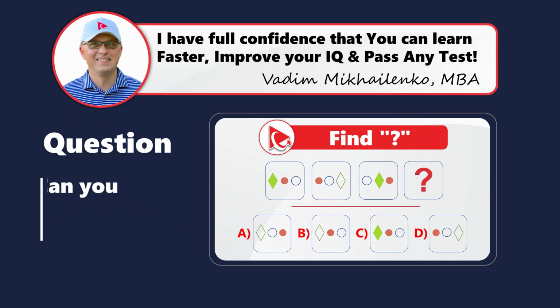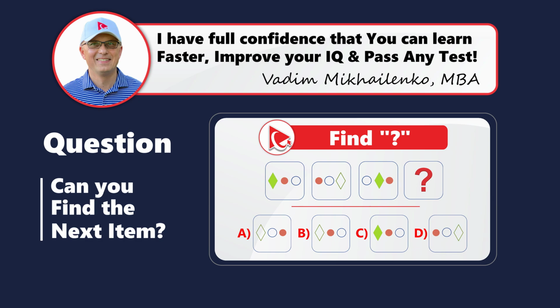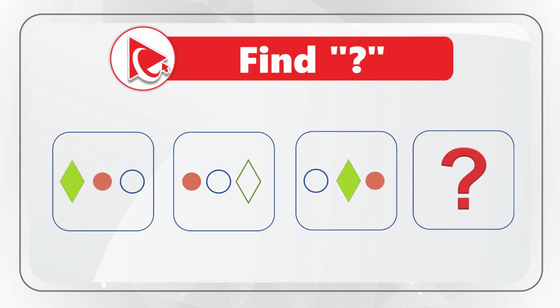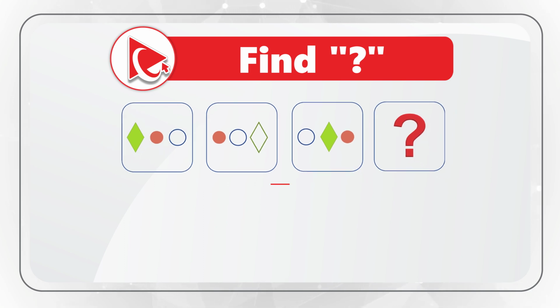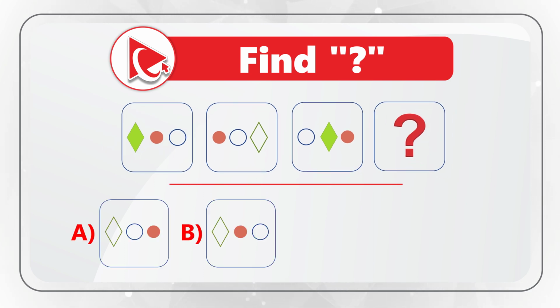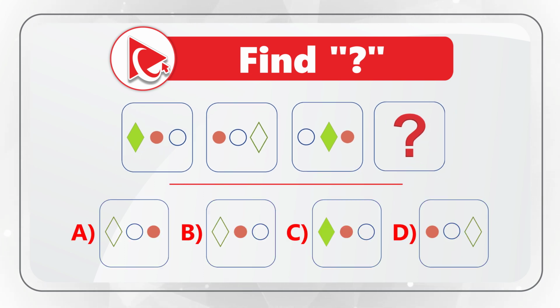Here's a phenomenal question where you need to determine the next item in the sequence. You're presented with the series of squares. Each square has different shapes inside. 3 squares do have shapes, and the 4th square is missing, and you need to select it out of 4 possible choices. The choices are A, B, C, and D.